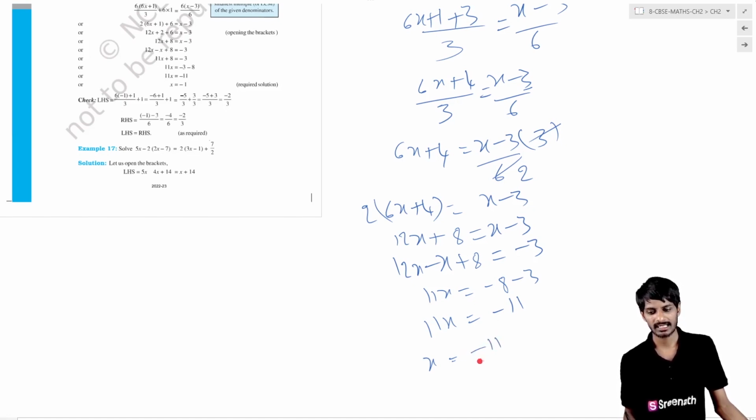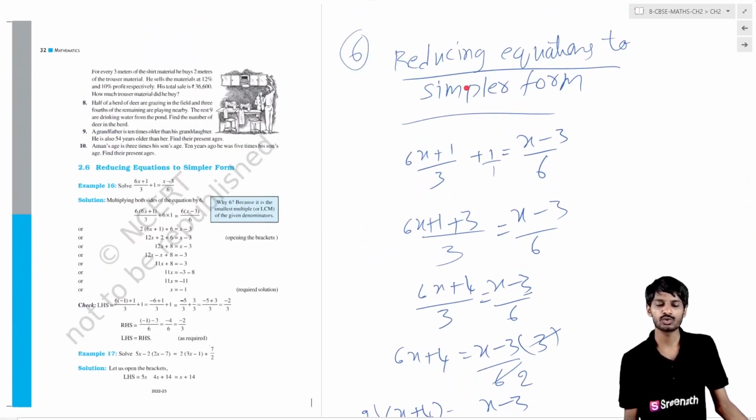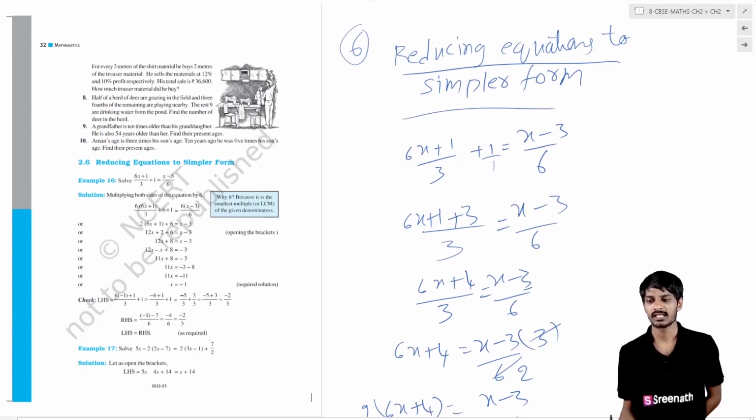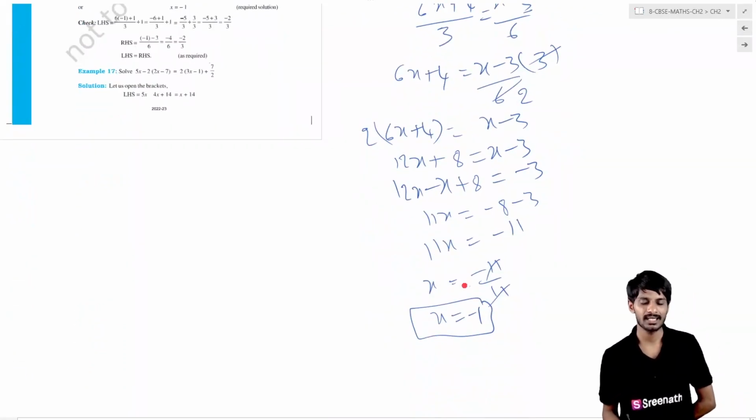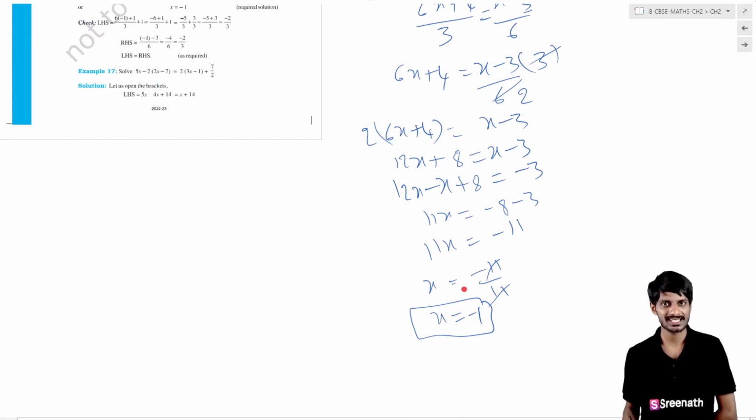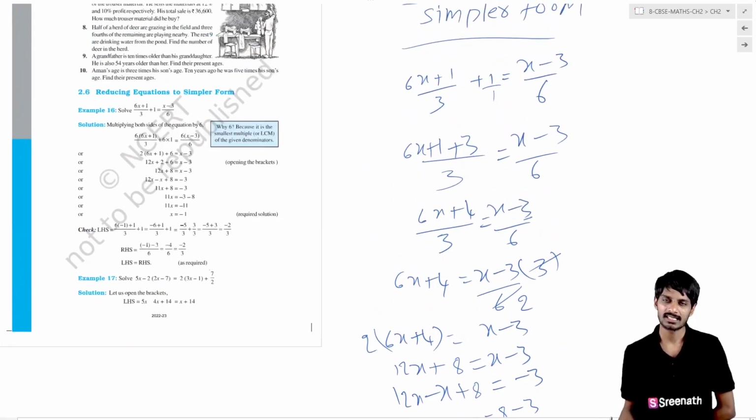It becomes minus 11 by 11, so the answer will be minus 1. So finally you have found the answer. How to reduce the equation to a simpler form: it must have x on one side and a number on the other side, the variable on one side, the remaining number on the other side. This is the simpler form.